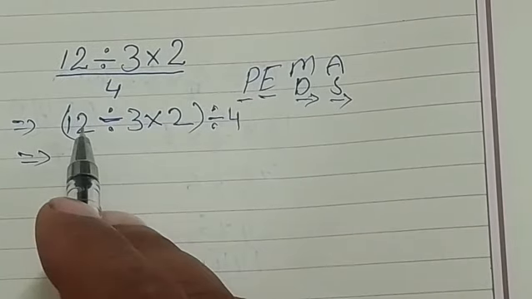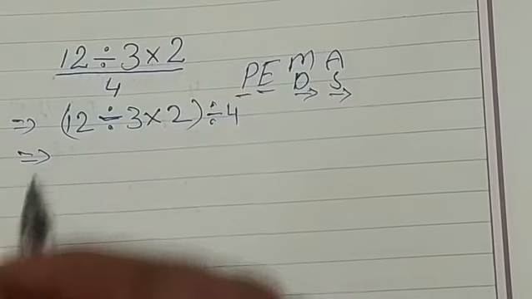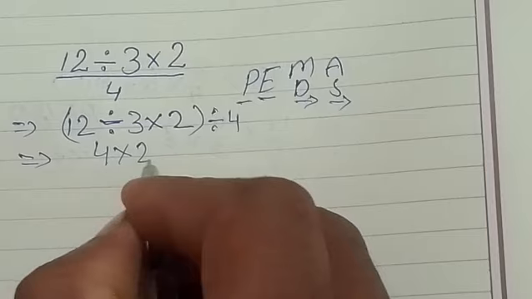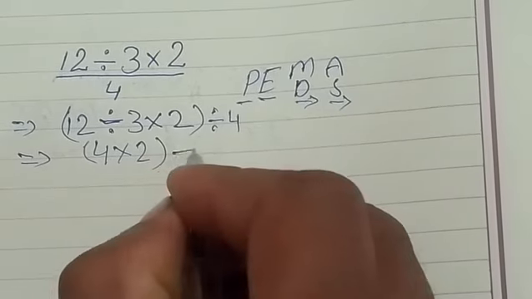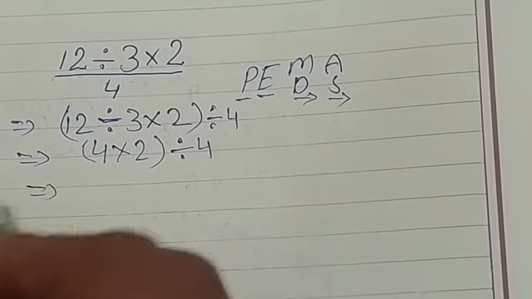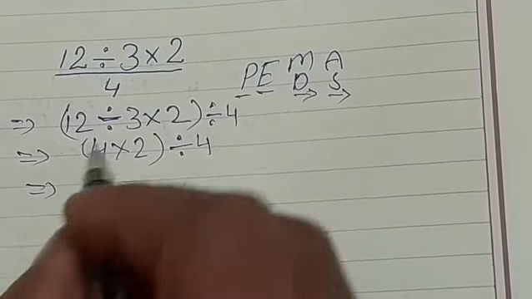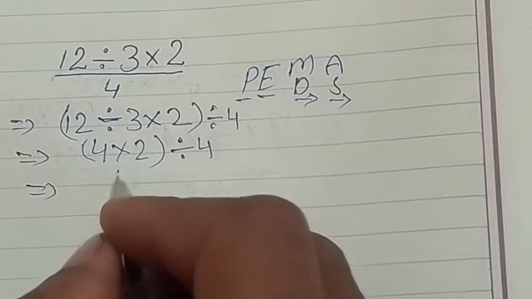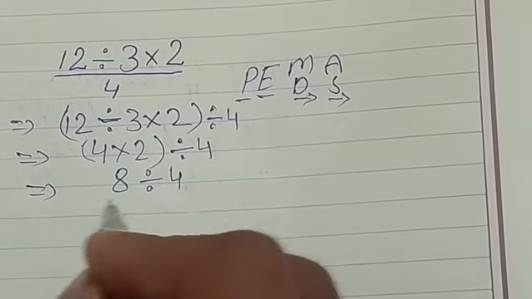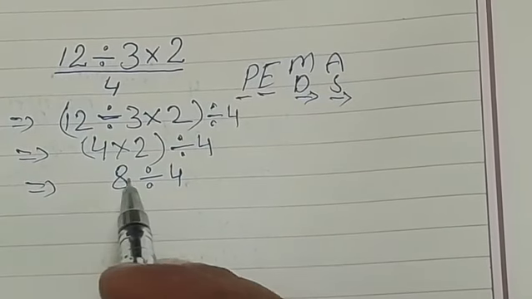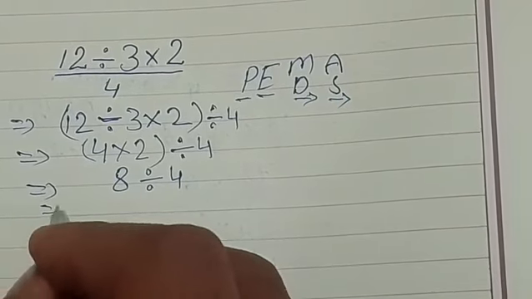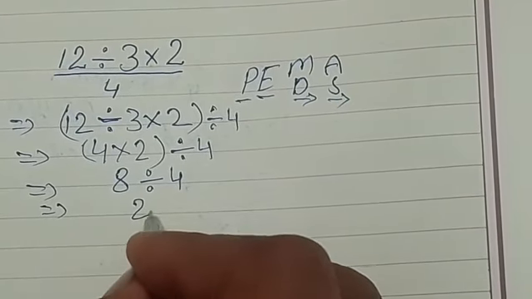Now 12 divided by 3 gives us 4, multiplied by 2, in the numerator, over 4 in the denominator. 4 times 2 gives us 8, sorry, and the denominator is 4. Now 8 divided by 4 gives us 2. So the final answer is 2.